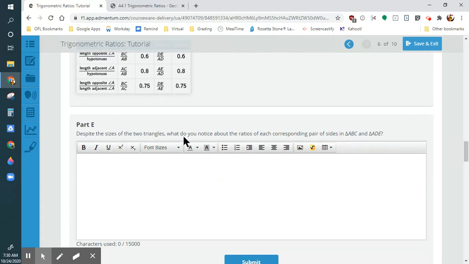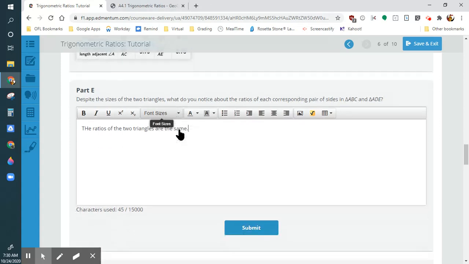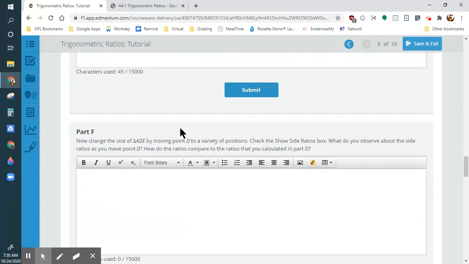Despite the sizes of the two triangles, what do you notice about the ratios? The ratios are the same, and we noticed this before. It feels like each module is kind of taught differently. So, the ratios of the two triangles are the same. So the ratio of the two triangles are the same. All right, so let's move on here.